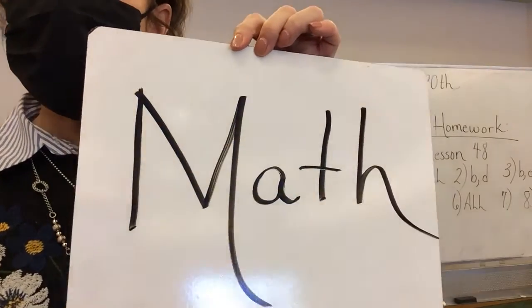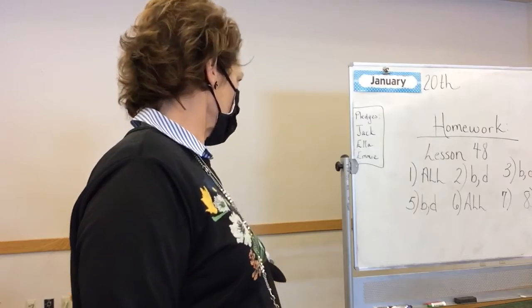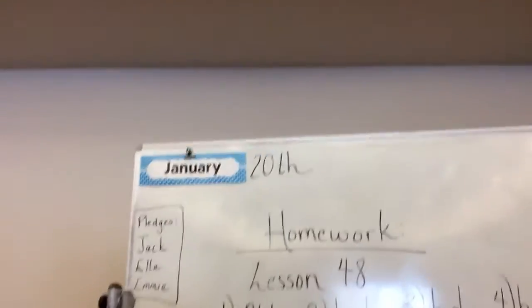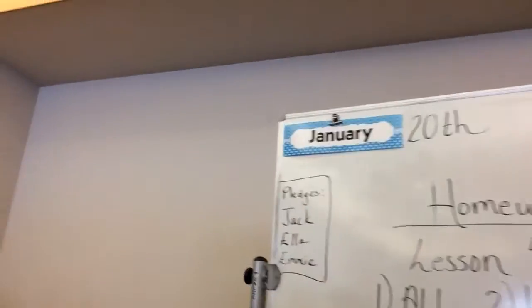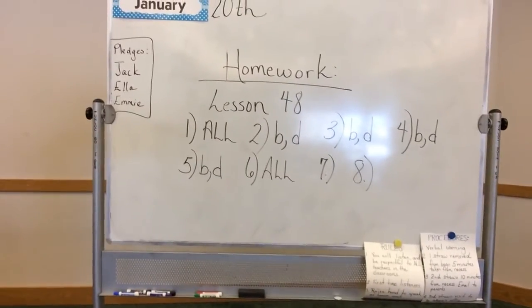So we are starting math. On the board is our homework. I'm going to take this over there so you can get a good look at it. Again, we are doing certain numbers and letters. There's a weird reflection on the board. Yes.